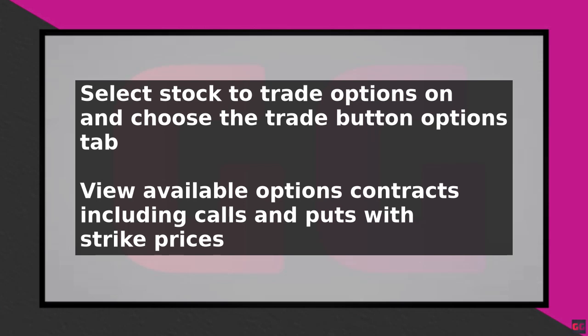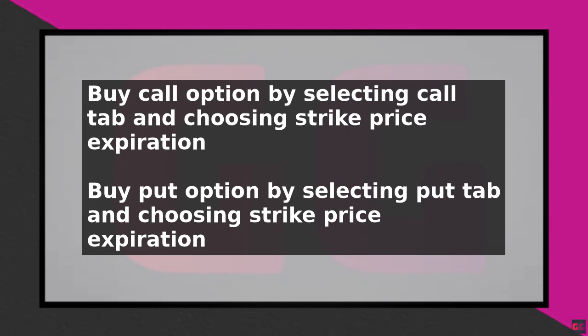To buy a call option, select the Call tab and choose the strike price and expiration date. The strike price is the price at which you can buy the stock, and the expiration date is when the option expires. For example, if you think the price of a stock will go up, you can buy a call option with a strike price of 50 and an expiration date in 1 week.